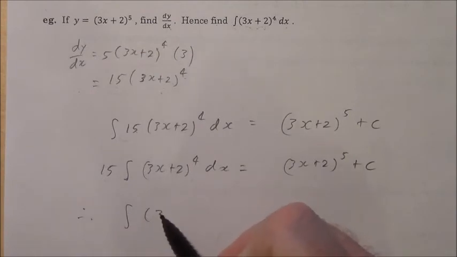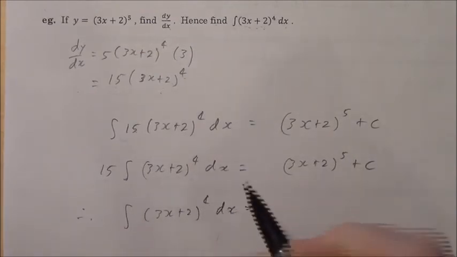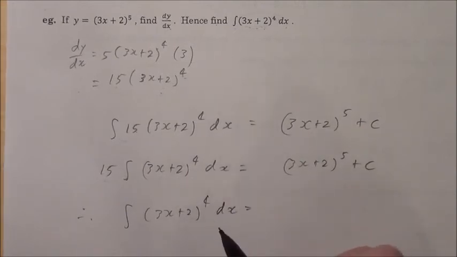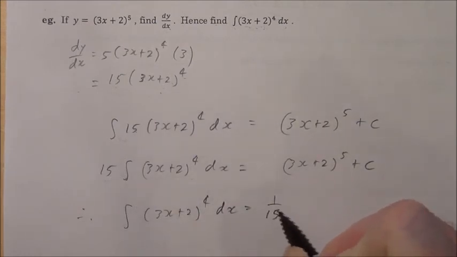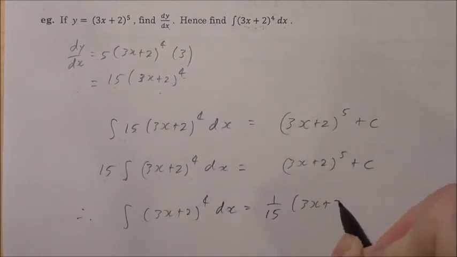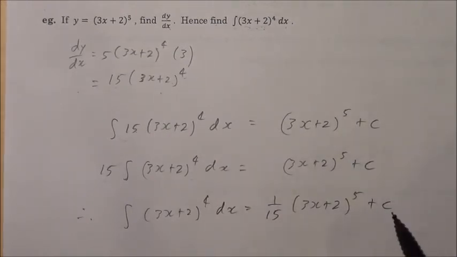So we get the integral of (3x plus 2) to the power 4 dx, which is what we were asked to find. And when we divide both sides by 15, we end up getting 1 over 15 (3x plus 2) to the power 5 plus c. Okay, again, we don't have to multiply this or divide this by 15 because it's just a constant anyways.